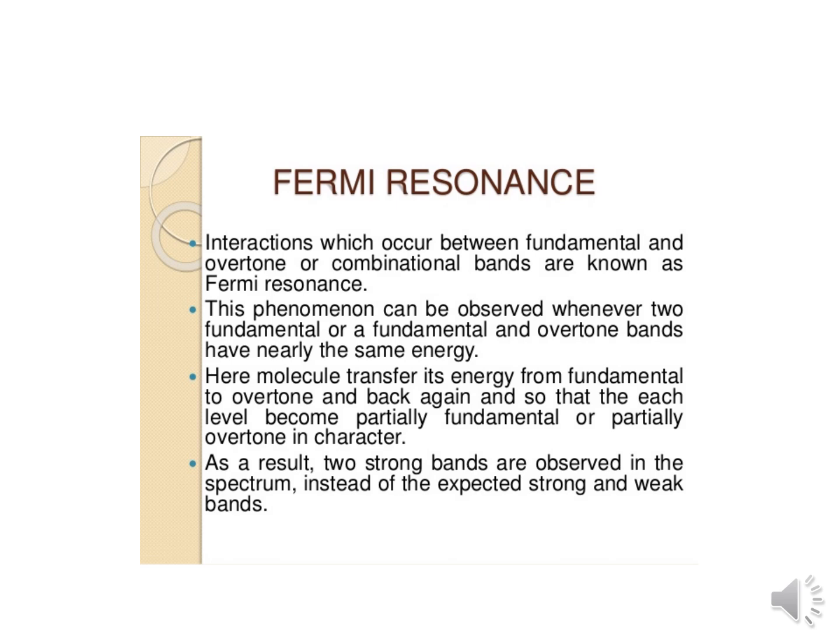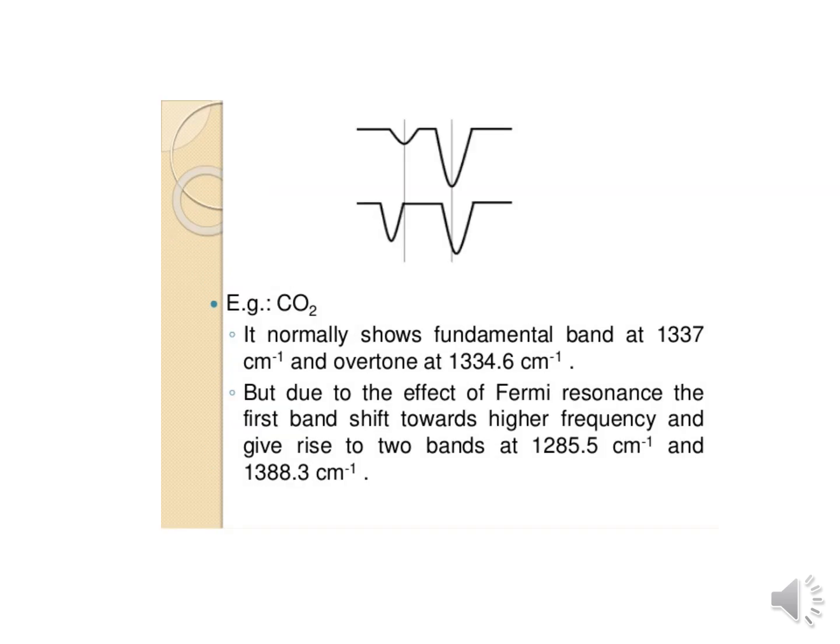fundamental and overtone bands have nearly the same energy. Here, the molecule transfers its energy from fundamental to overtone and back again, so that each level becomes partially fundamental or partially overtone in character. As a result, two strong bands are observed in the spectrum instead of the expected strong and weak bands.